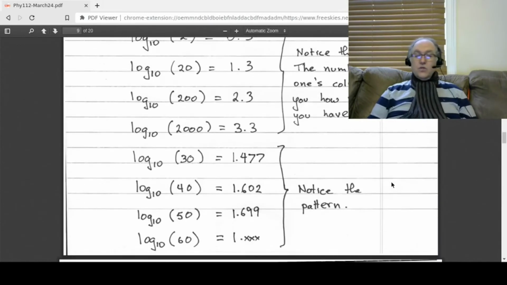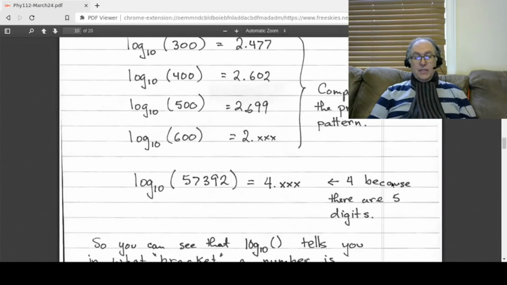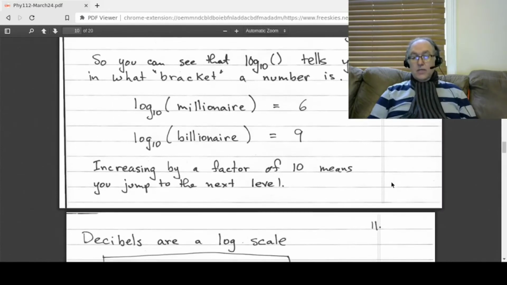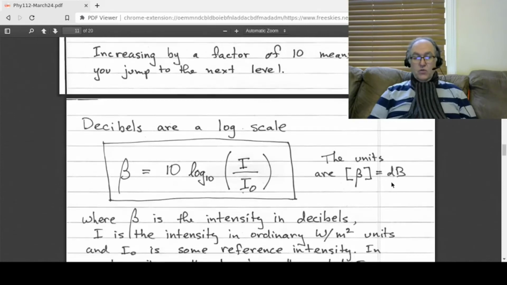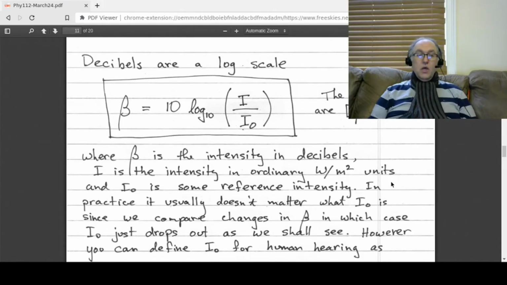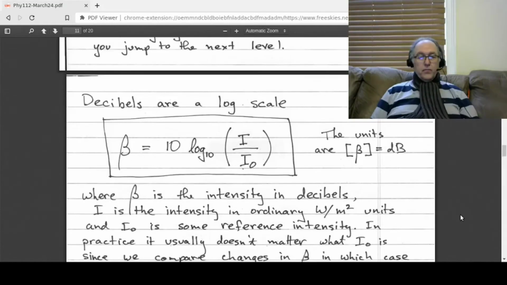Log scales are not just used for decibels, which is what we're going to study in a second, but log scales are also used in chemistry for pH. For those of you who are chemistry majors, you know that the concentration of H3O plus in water is basically a measure of how acidic it is. And so we define decibels as basically a log scale.